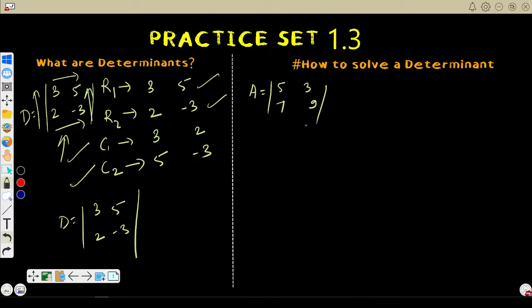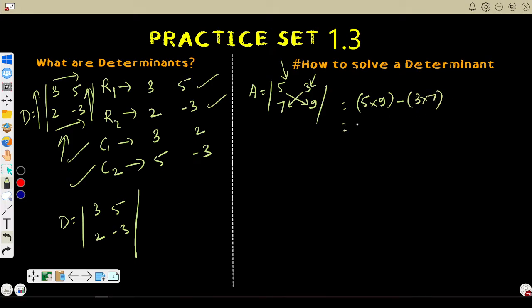Now to solve the determinant, look at this. The method is, first you look at this element and you multiply this element with the diagonal element. So we will multiply 5 with its diagonal element, that is 9. This is the first calculation. After this, we subtract. Now look at this element, that is 3. Multiply 3 with its diagonal element. So we will subtract 3 into 7.